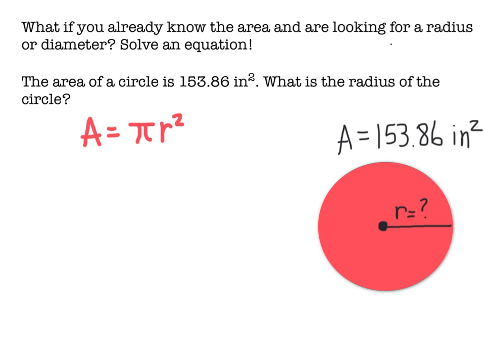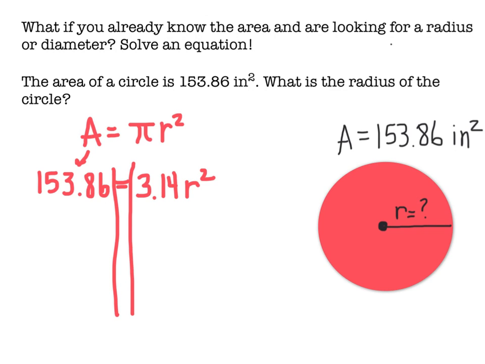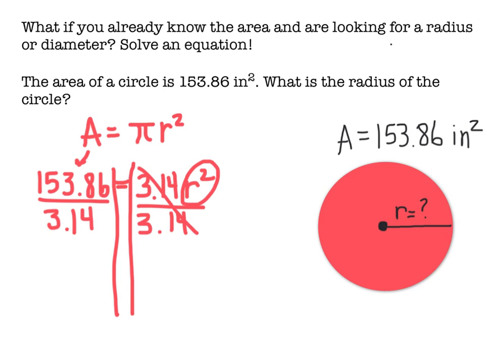And just like we did before, we're going to fill in what we know. So the area is 153.86. We know that pi is 3.14. And it's the radius that we don't know, so we're going to leave that the same. Let's go ahead and work through our steps. So we need to get the r squared all by itself. So we're going to divide by 3.14 on both sides. And this gives us r squared is equal to 49.